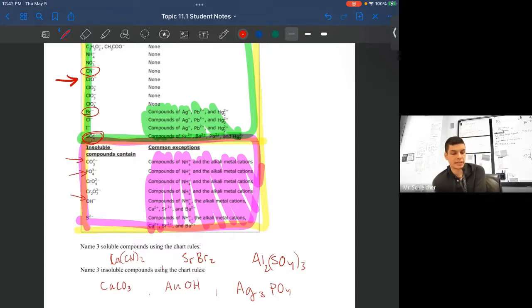So hopefully you'll be able to read that chart. If you're looking for something that's soluble, look at the soluble section. Make sure you check the exceptions. If you're looking for something that's insoluble, check the insoluble section below and look for exceptions, just to make sure it's insoluble or not.